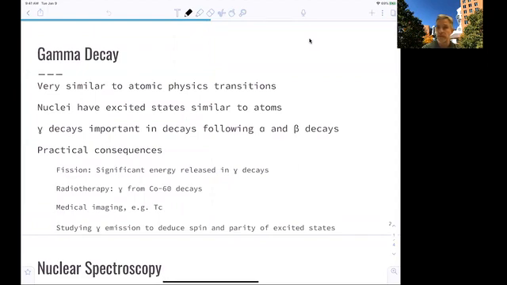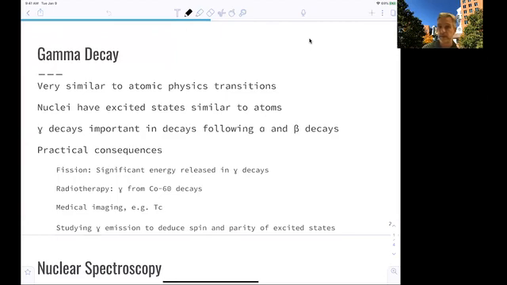Gamma decays are specifically important in decay chains following an alpha decay or beta decay, where the remnant, the daughter nuclei, is left over in an excited state. And then the de-excitation follows with the emission of a photon.